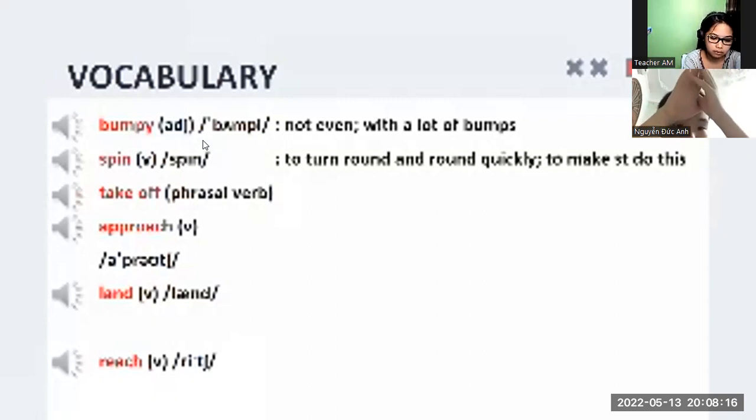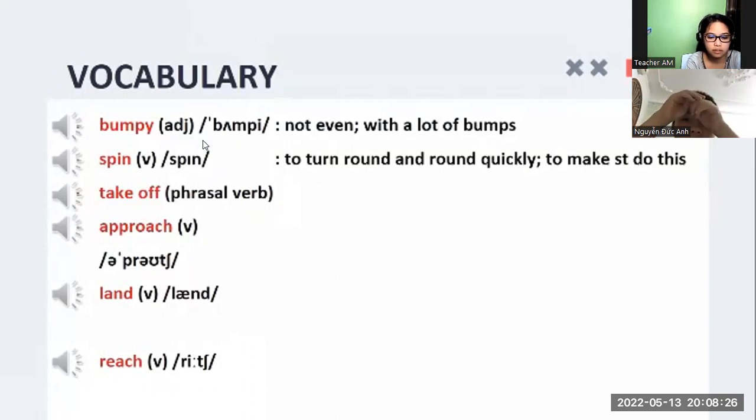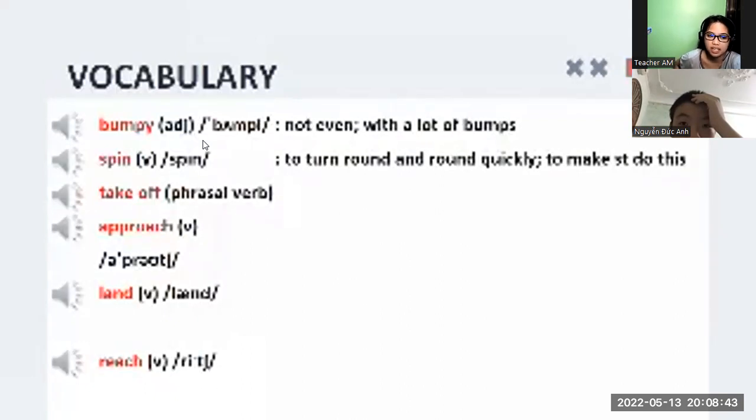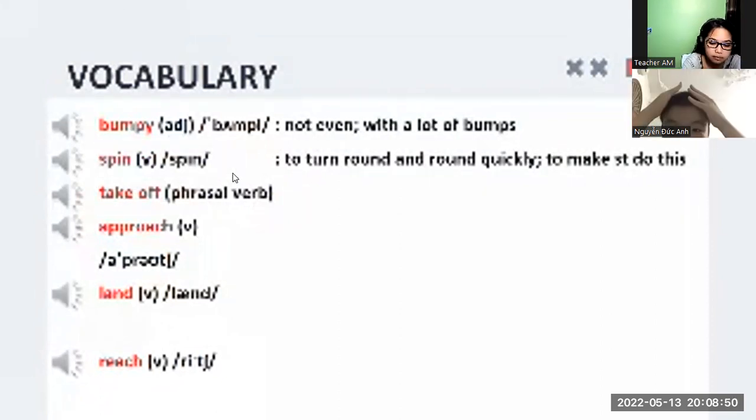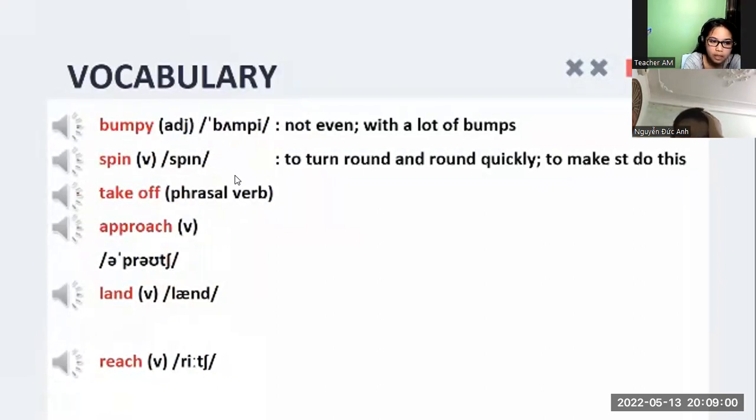The car was bumpy. Maybe the car was bumping a lot. Okay, you can say the road is very bumpy. It has a lot of bumps. Okay, what about spin? The fan is spinning. Very good. Great.